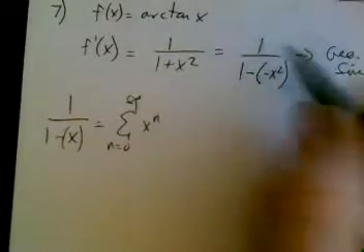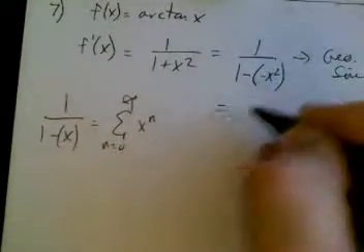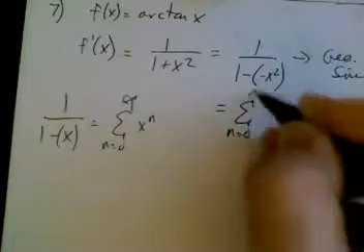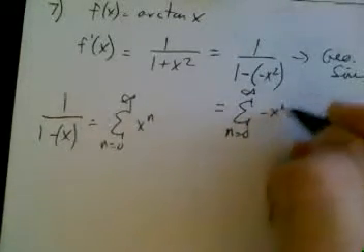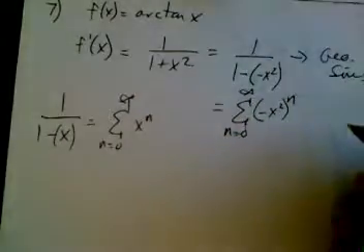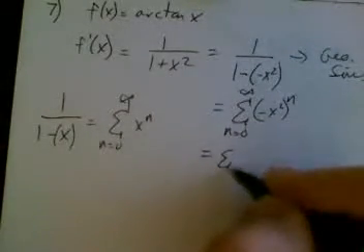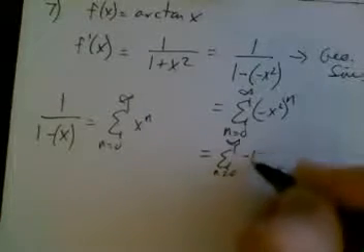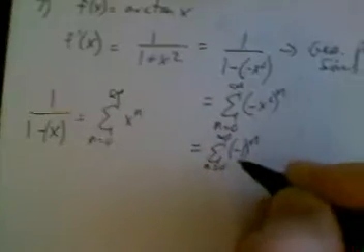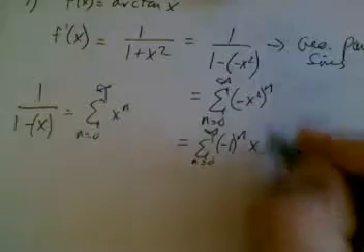So if I'm looking at this thing right here, this series will be equal to the sum as n equals 0 to infinity of negative x squared to the power of n. Well, if it's negative x squared, then this is the same thing as the summation as n equals 0 to infinity of negative 1 to the power of n, and then x to the power of 2n.